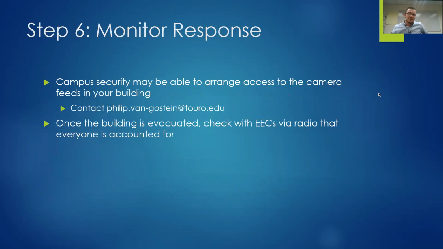Monitor the response. So campus security, depending on your building, may be able to arrange for you to have access to the camera system during your fire drill, so then you can monitor the response through the cameras. To contact security about that, you want to contact Phil. His email is there, and I'll also put it in the description below. Once the building is evacuated, check with the EECs via radio that everyone is accounted for.